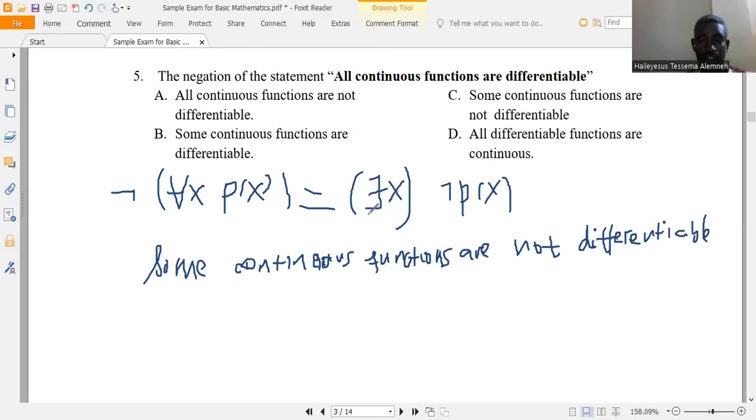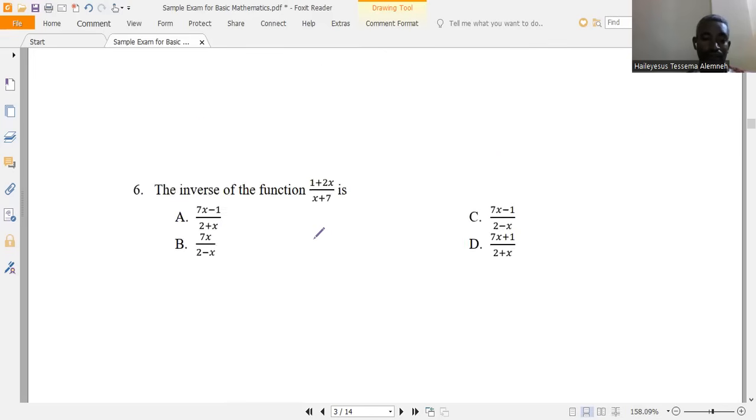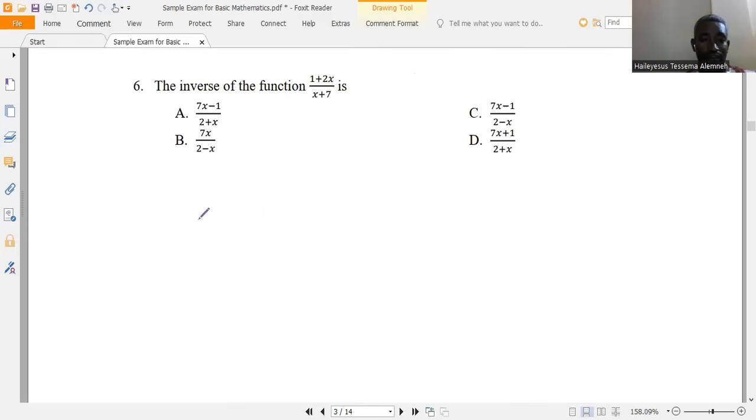Some continuous functions are not differentiable. So not "all continuous functions are not differentiable", and not "some continuous functions are differentiable". Some continuous functions are not differentiable is the exact solution. So the negation of "all continuous functions are differentiable" is "some continuous functions are not differentiable". The next one is the inverse of a function.